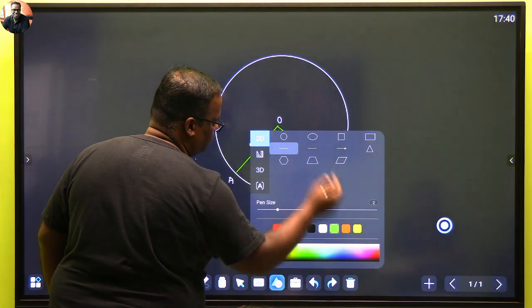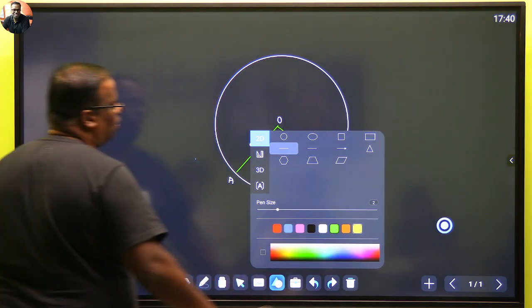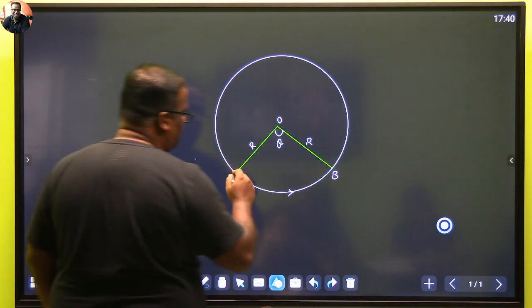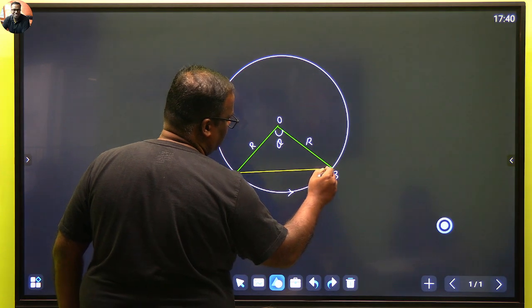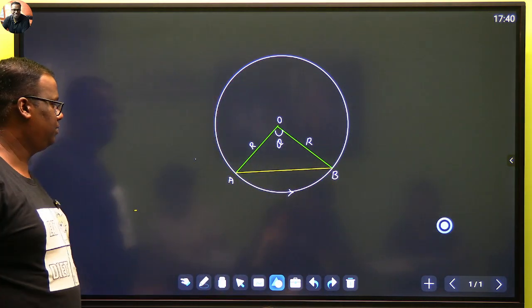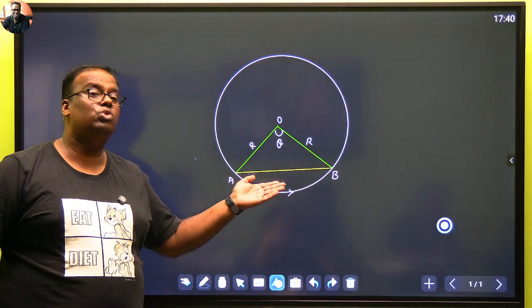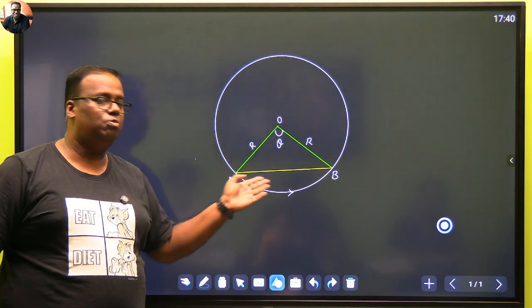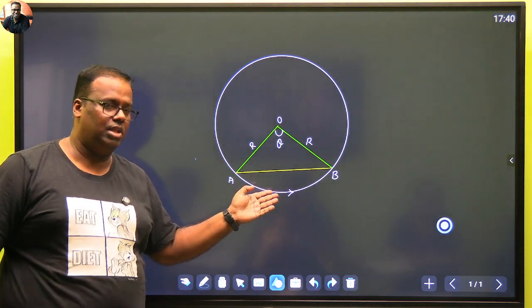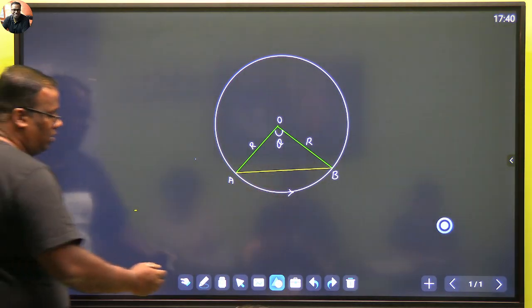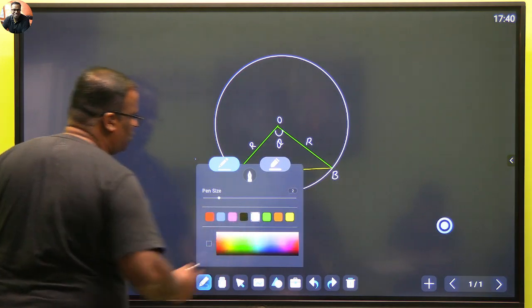We now take a chord in this circle and we join AB. As soon as you make a chord, then you have two slices of papad. The bottom portion is known as a segment, right? So I'll write something. Tell me if you have understood or not.